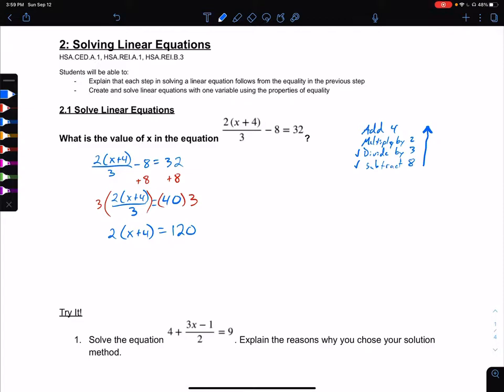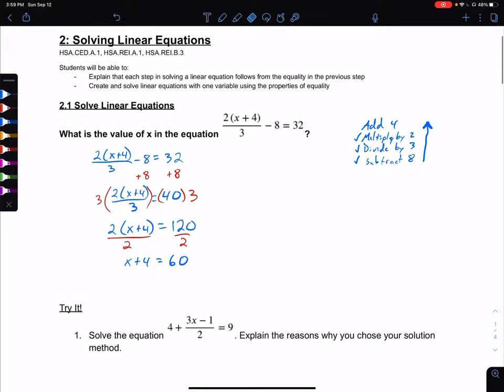Again, we're working backwards, so now let's get rid of the multiplication by 2. To undo multiplication, we would use division. So I'm going to divide each side by that 2. Once again, these will effectively cancel each other out. So I'm left with x plus 4 on the left, and then 120 divided by 2 would be 60. And then finally, I'm going to get rid of the addition of 4. So to undo addition, we're going to use subtraction, subtract 4 from each side, and I'm left with x equal to 56. And this would be my solution.